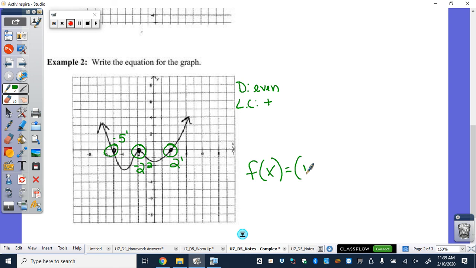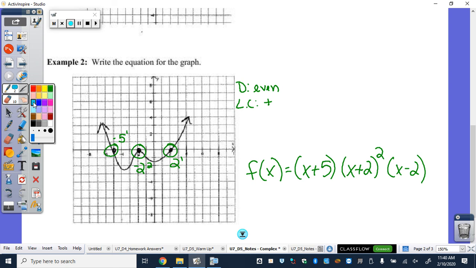So our equation, negative 5 would become x plus 5. Then x plus 2 squared. And then our x minus 2. Now, neither of these had a negative leading coefficient, but if you had one, all you would have to do is stick a negative 1 out front. So if that leading coefficient needs to be negative, you just put that negative 1 out in front of it, and that makes it negative. This, however, didn't need it, so we don't put it there.